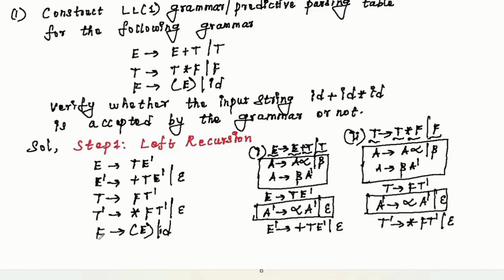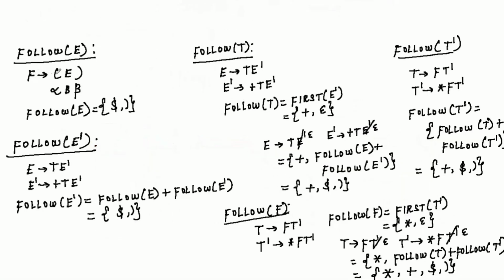E is present in the production F tends to bracket of E close bracket, which is of the form alpha B beta. So follow of E includes first of close bracket. The initial production always has a dollar symbol. Then write follow of E equals dollar, close bracket.